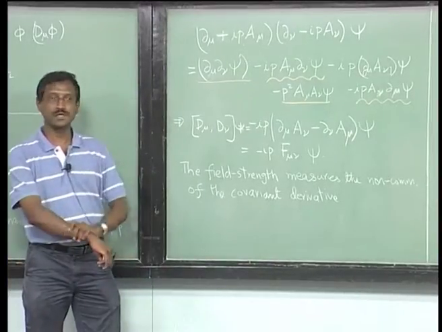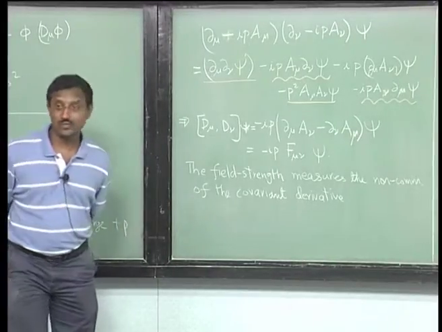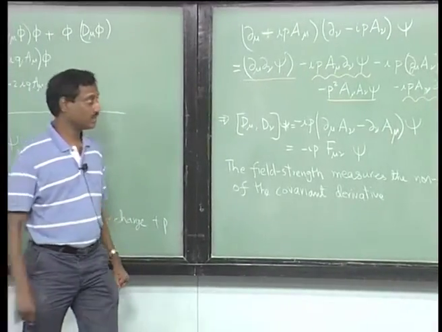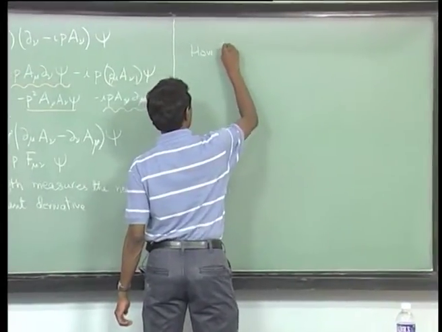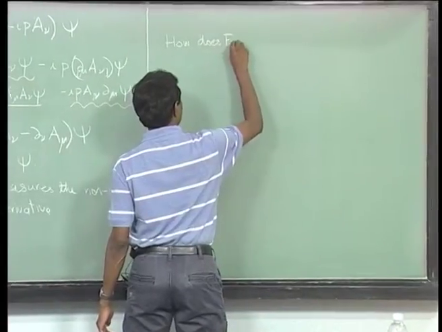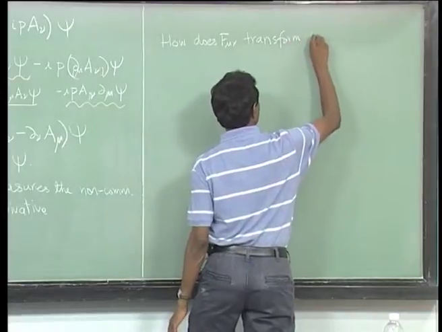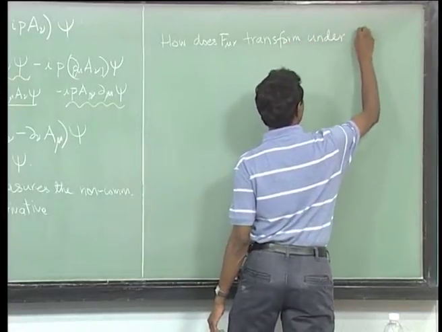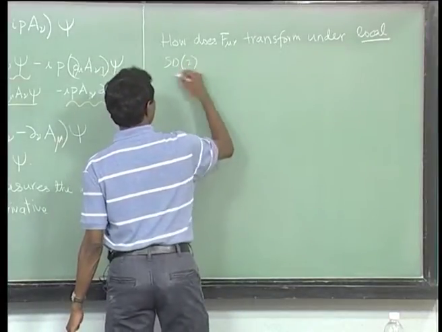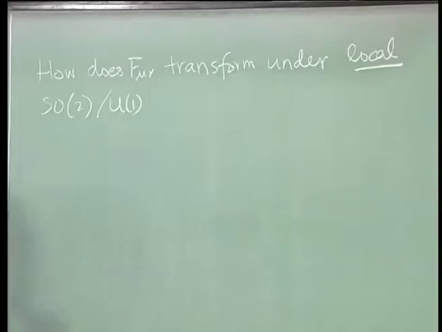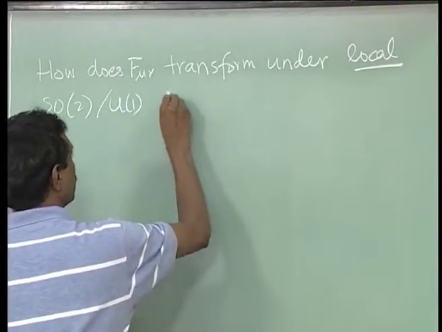Okay, is this clear? Yeah. So, you can ask how does F mu nu transform under local SO2, which is the same as U1. If you write it in the complex basis, it is called U1 transformations.